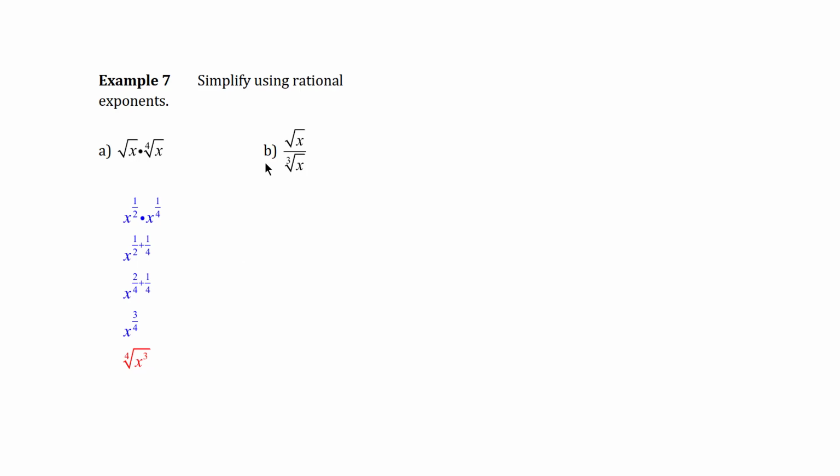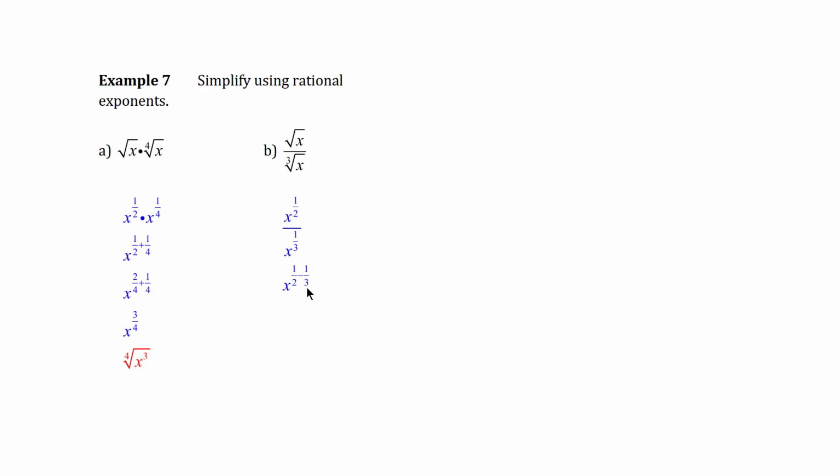For part B, we have the square root of x divided by the cube root of x. To simplify this, we convert everything to rational exponents. We get x to the 1/2 power divided by x to the 1/3 power. Next, we use the quotient rule. We get x to the 1/2 minus 1/3 power.